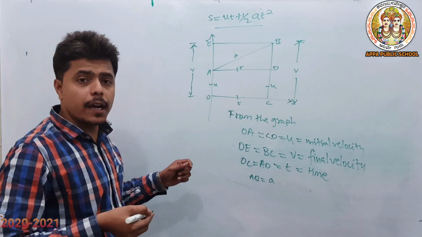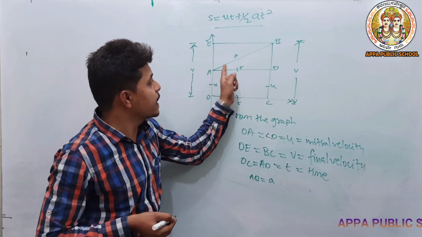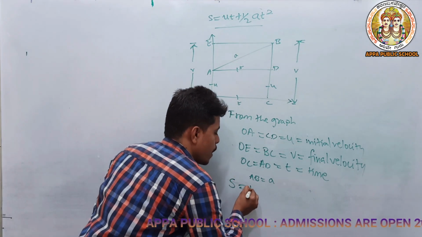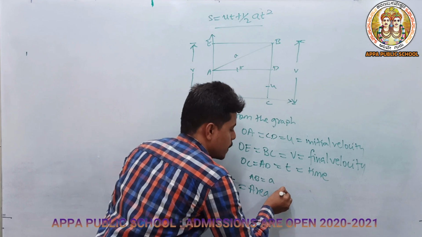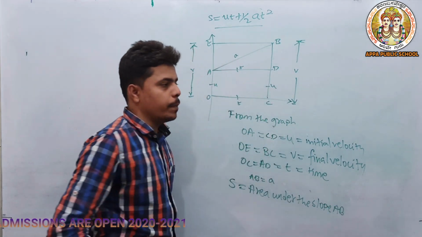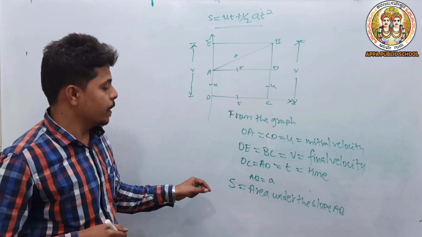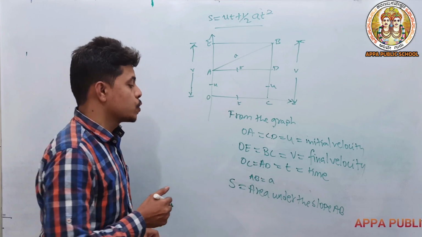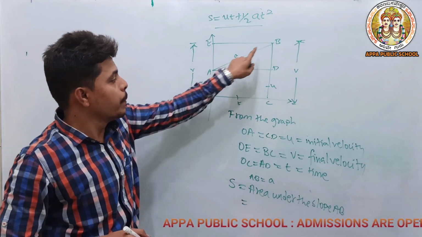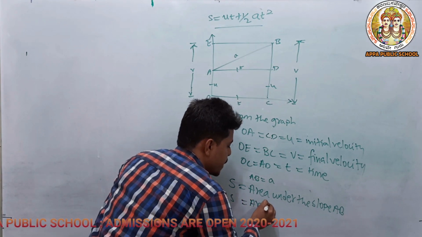Now we will come to know the distance under the graph AB. We are going to calculate now. So S is equals to area under the slope AB. So it is nothing but we can see one trapezium. OABC is one trapezium. So S is equals to area of trapezium.